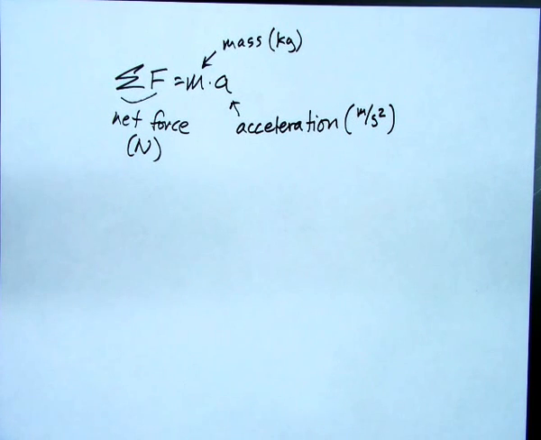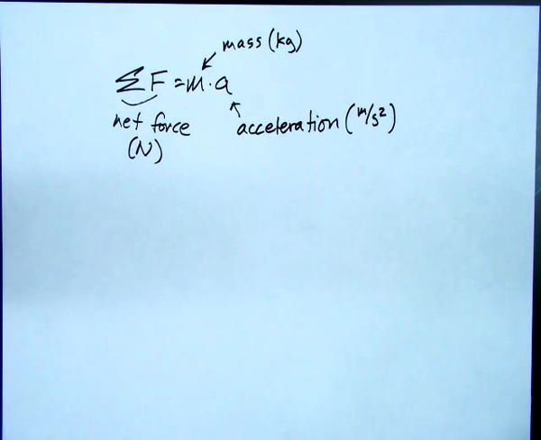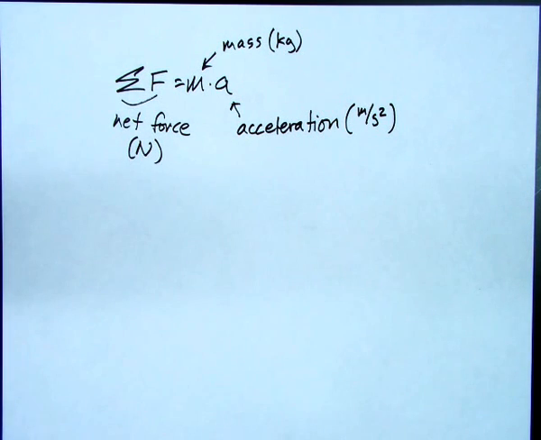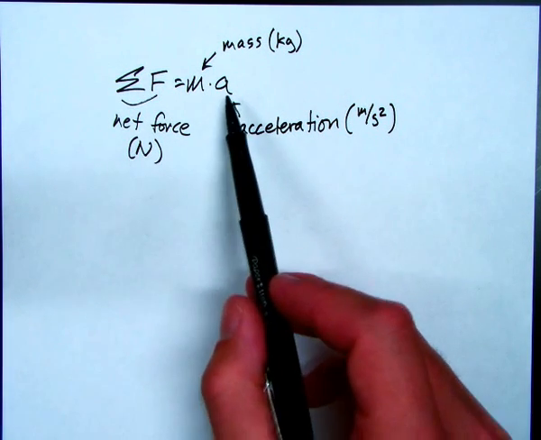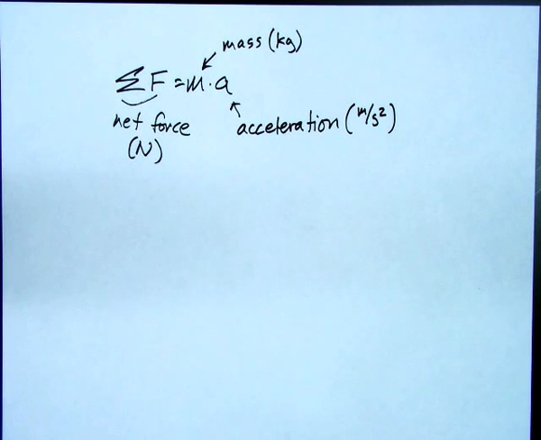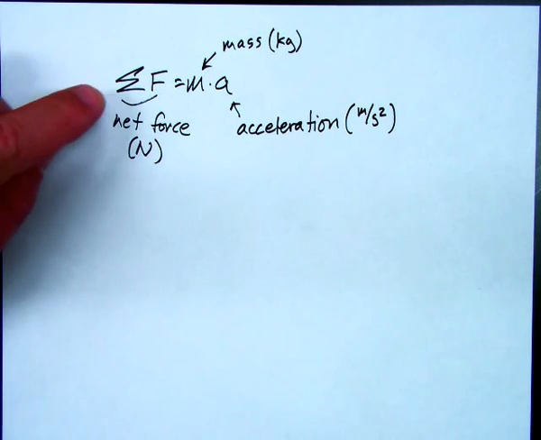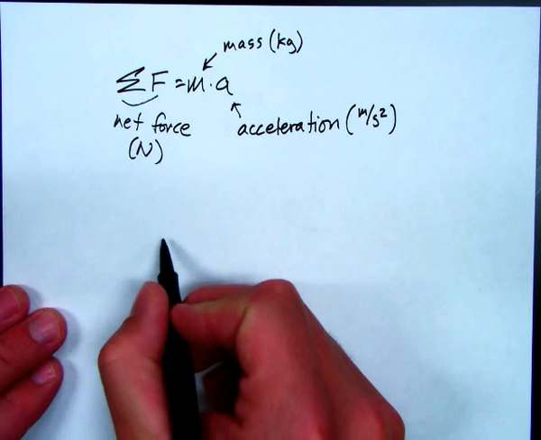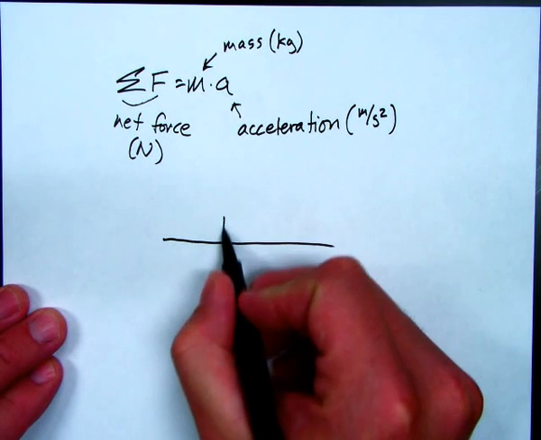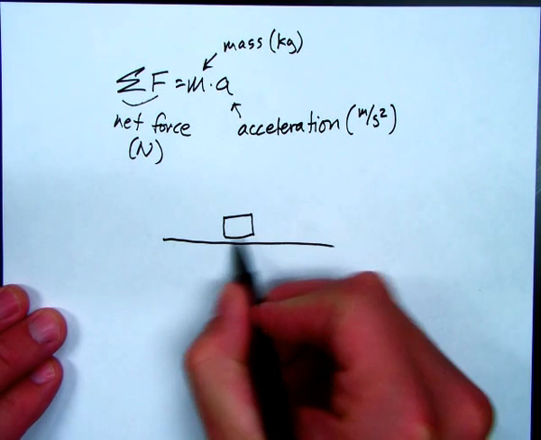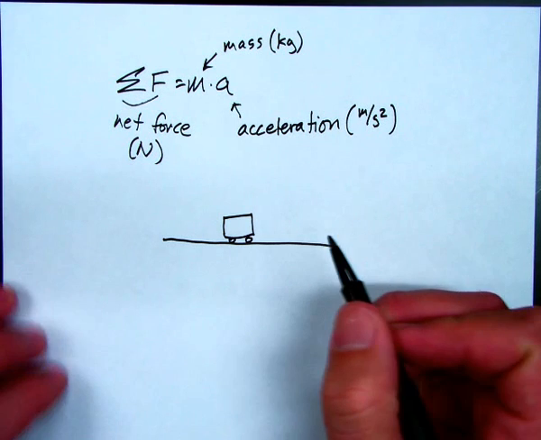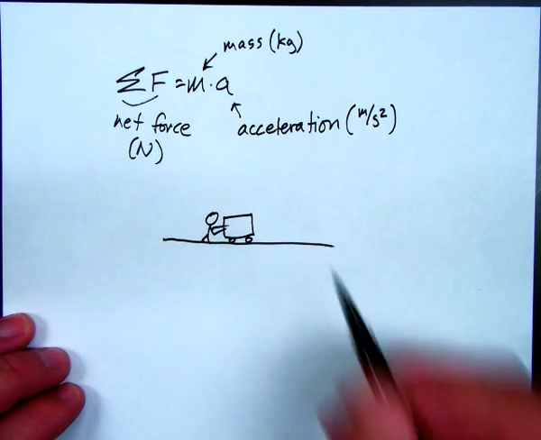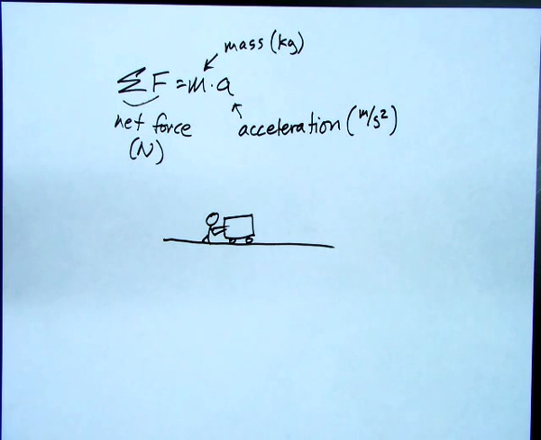So what this tells us is, if I have some net force, some force that is not zero, then an object will accelerate. And that acceleration will depend on how much force and how much mass. So let's think of a simple scenario. Imagine I have Bernie the block on wheels. And we come along and we push Bernie the block.